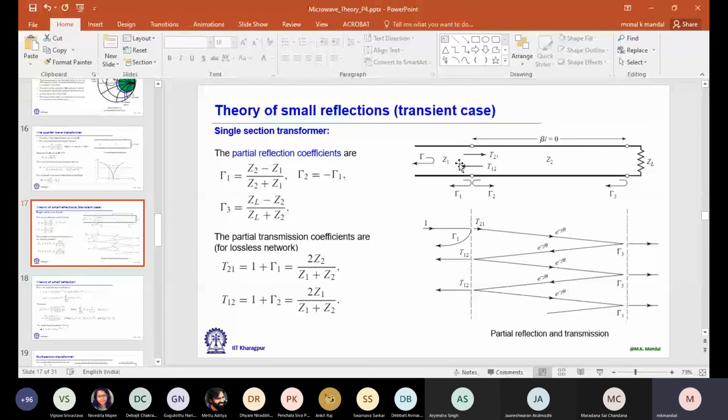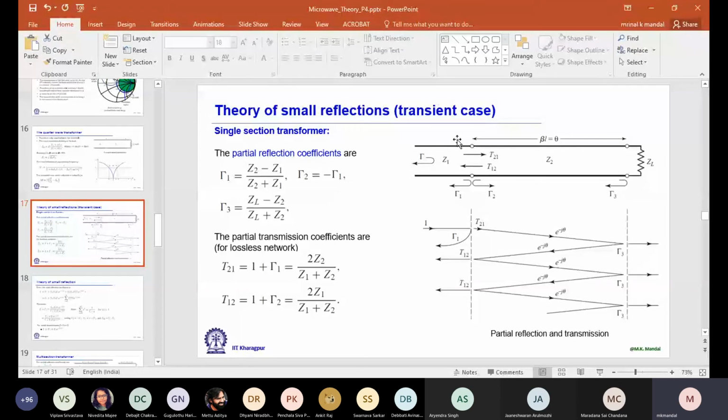It says here that it is propagating through Z1, and then at this junction suddenly it sees a different impedance, Z2. Then this reflection, first reflection from this impedance step, let's say it is gamma 1. Then how to find out the value of gamma 1? This is Z2 minus Z1 by Z2 plus Z1.